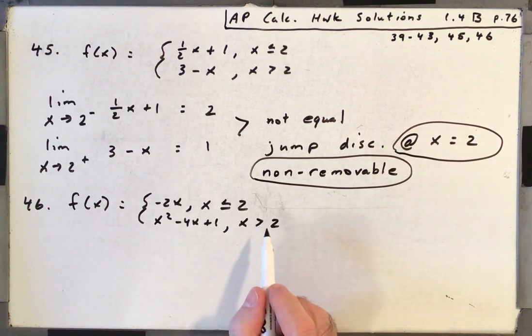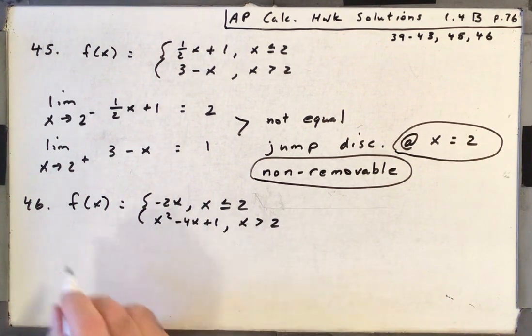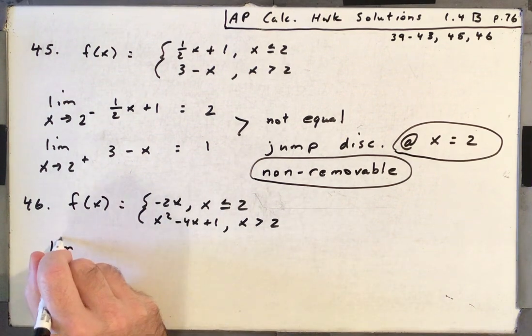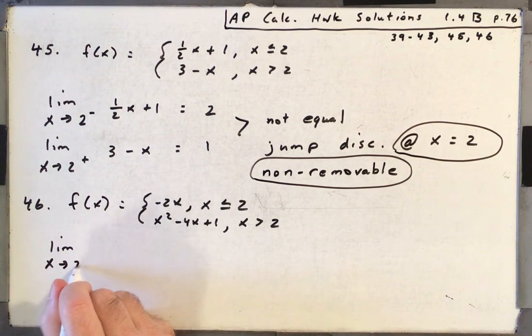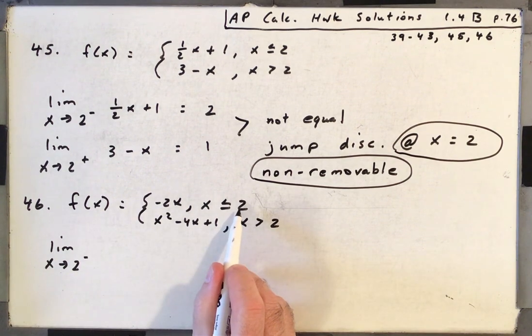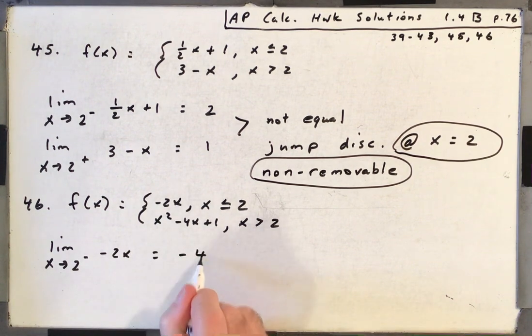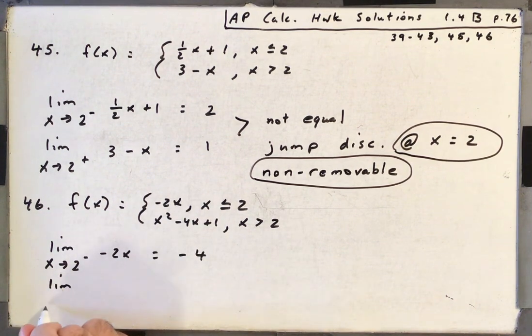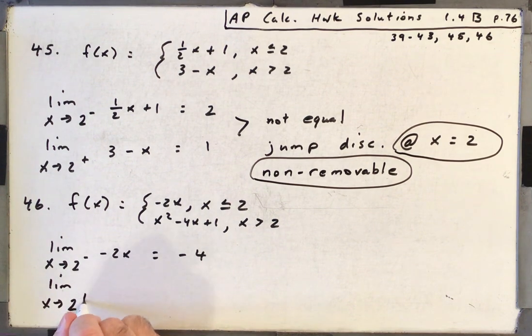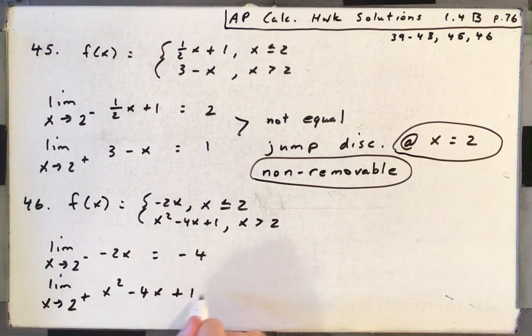So where could we have a discontinuity? It's at x is equal to 2. Let's check and see if they are equal. So as x approaches 2 from the left, x is less than 2, of negative 2x, that's going to be negative 4, right? Limit as x approaches 2 from the right, x squared minus 4x plus 1. Plug that in. That's going to be 2 squared is 4 minus 8. So that's negative 4 plus 1, negative 3, right?